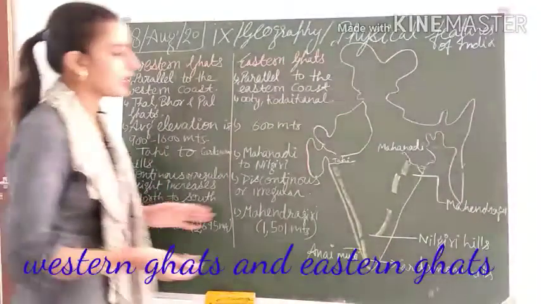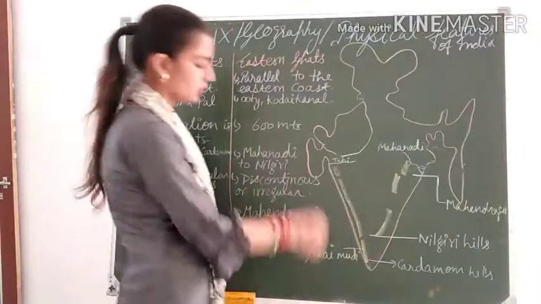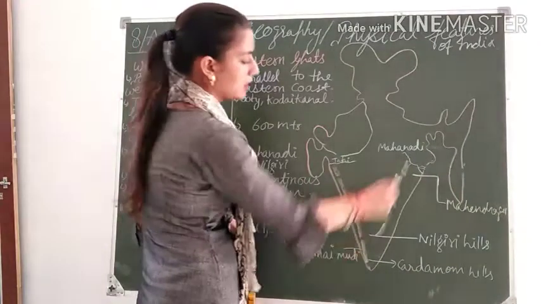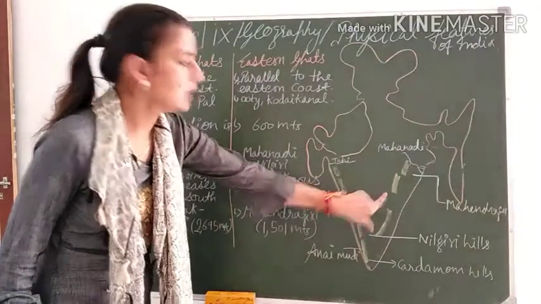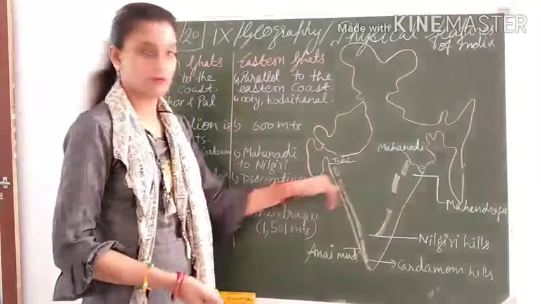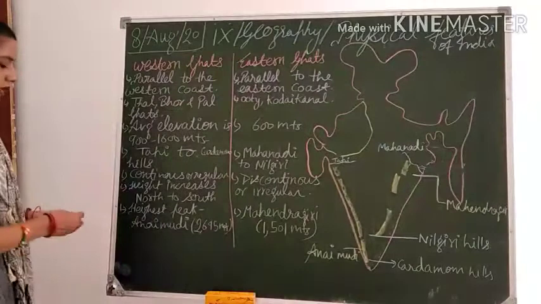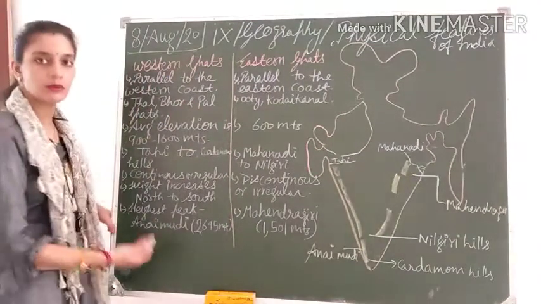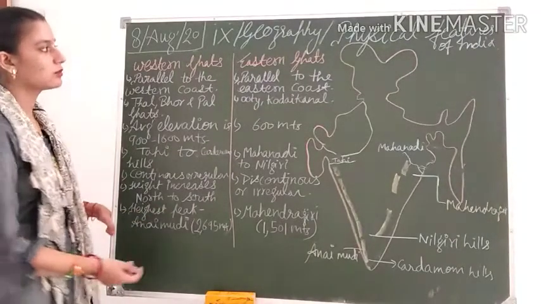So if you will see in the map the location of the Western Ghat and the location of the Eastern Ghat. So in this way, this is the location of the Western Ghat and this is of the Eastern Ghat. So it means western side Western Ghats and eastern side Eastern Ghats, fine. So Western Ghats, we can do in a different way, so it will be easy for you to understand.